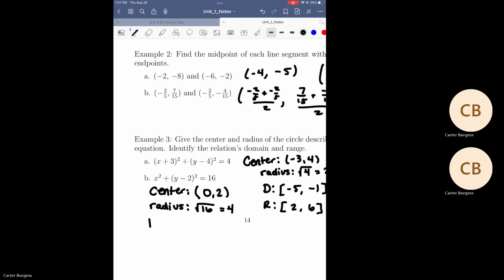What is our domain going to be? What's the minimum value of our domain going to be? -4, and the maximum? +4. Okay. And then for our range, what's the minimum value going to be? -2, and the maximum value? +6. Very good.